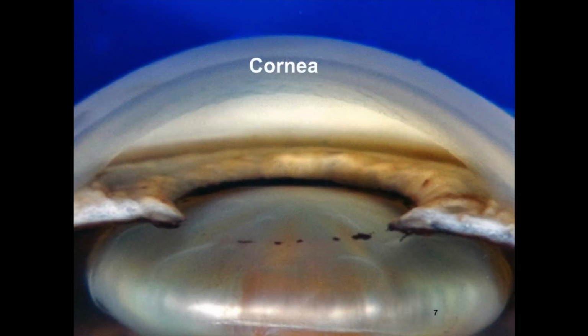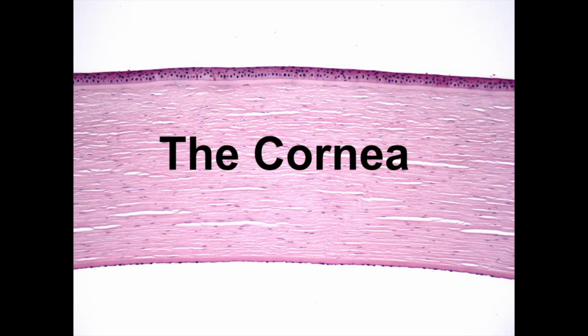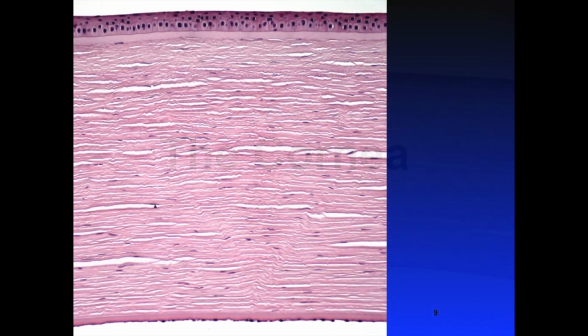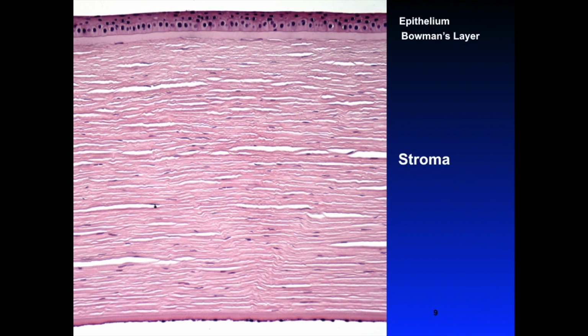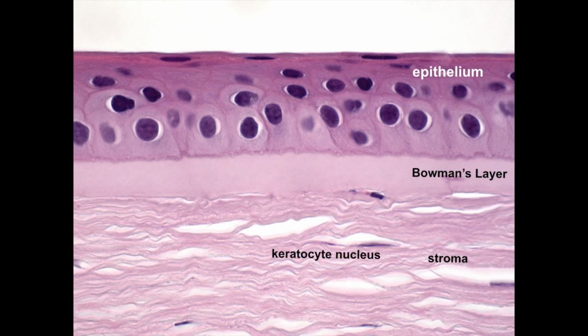The cornea is the anterior transparent part of the eye's external fibrous exoskeleton. The cornea is the primary refractive element of the eye. The cornea is composed largely of lamellae of collagenous connective tissue. Layers of the cornea include the epithelium, Bowman's layer, the stroma, Descemet's membrane, and the endothelium. Structures of the anterior cornea include the epithelium, Bowman's layer, and the collagenous stroma, which contains the flattened nuclei of fibroblast-like keratocytes.